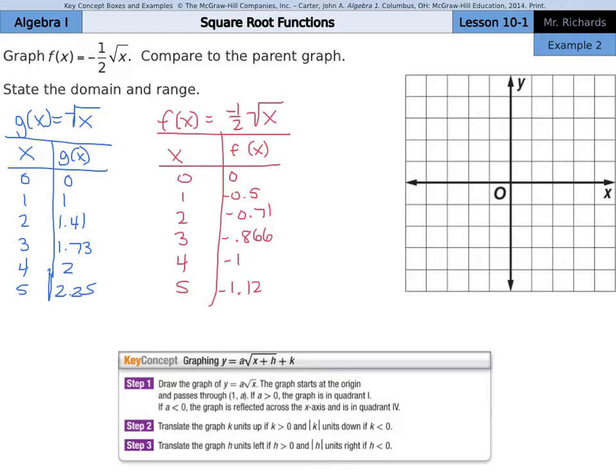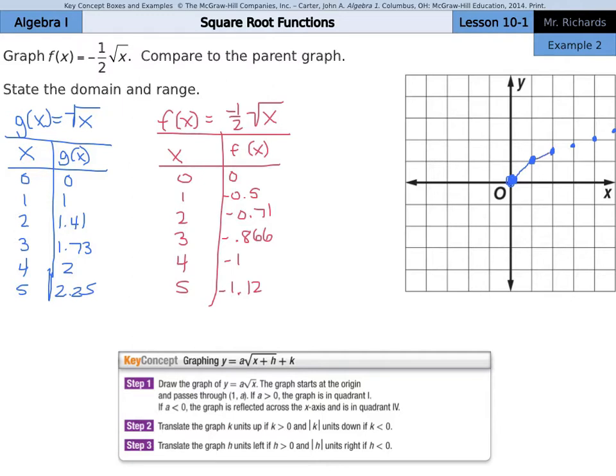Now for this example, let's graph both of these. We'll graph our g of x, our parent function here, 0, 0, followed by 1, 1, followed by 2, 1.41, so just underneath 1.5 if you can. 3 is 1.73, so getting closer to 2. 4 is at 2. And 5 is at 2.25.